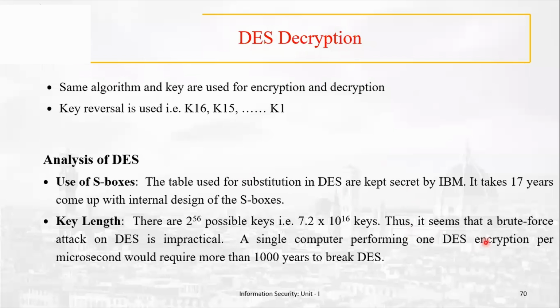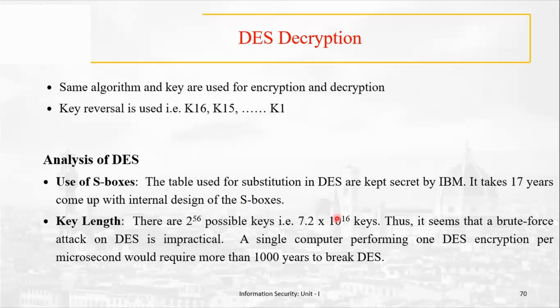And if you think of brute force attacks, what are the possible number of keys that you can have? That is 2 raised to 56, because the key which is used for DES is a 56-bit key. So the number of keys is this many. When you start thinking of trying all those keys, you'll need at least 1,000 years to break DES. DES was secure for almost 17 to 20 years, just because of the S-boxes.